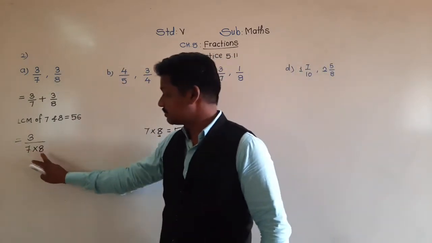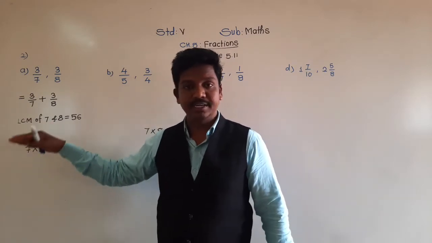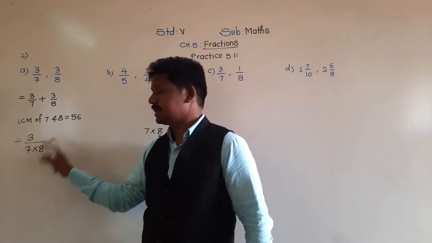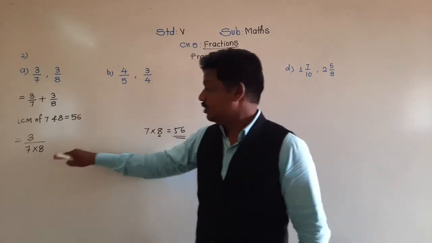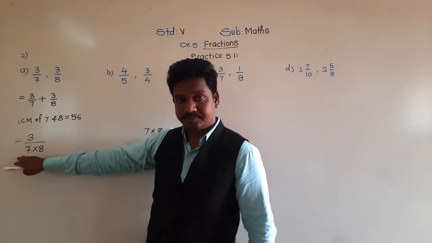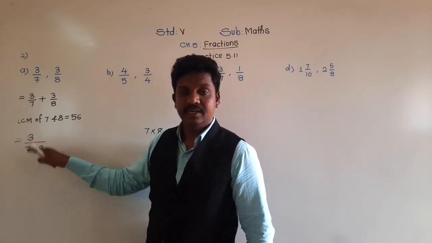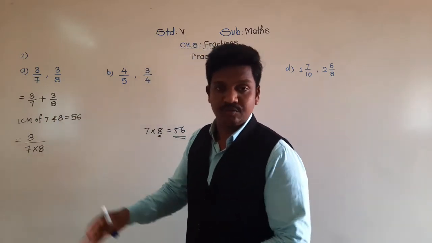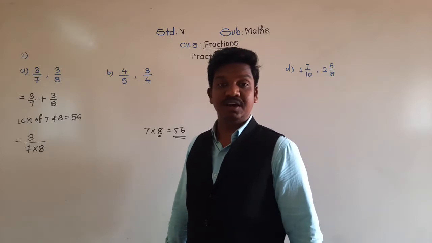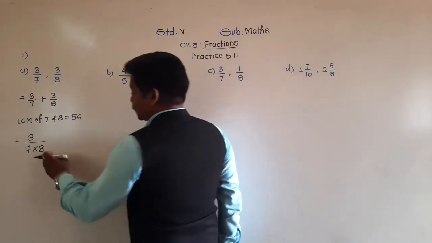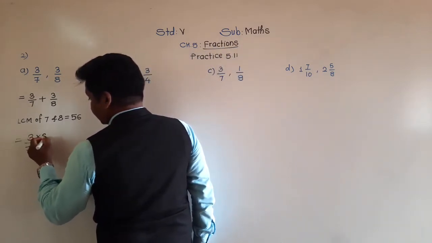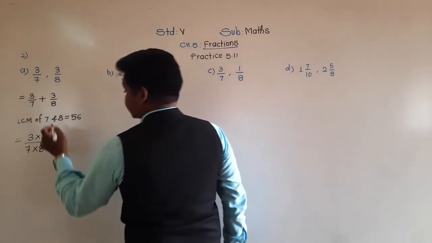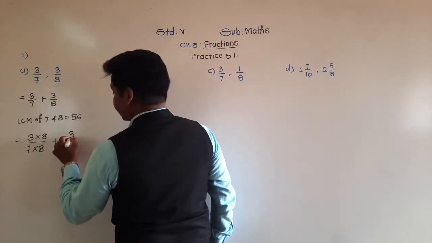Understood why we have multiplied 7 by 8? We have to make the denominator 56. And for that, we have multiplied 7 by 8. Now, we have multiplied the denominator by 8, so we have to multiply the numerator also by 8. This is the rule of fractions we have seen while finding equivalent fractions. Okay? So we will multiply both denominator and numerator by 8. Finish. Plus, take another fraction down, 3 upon 8.